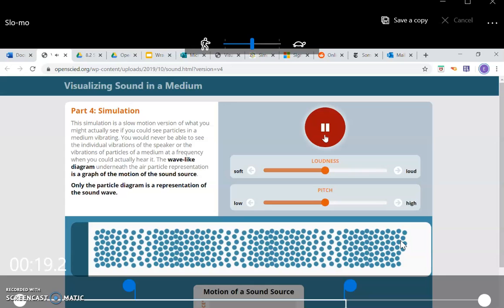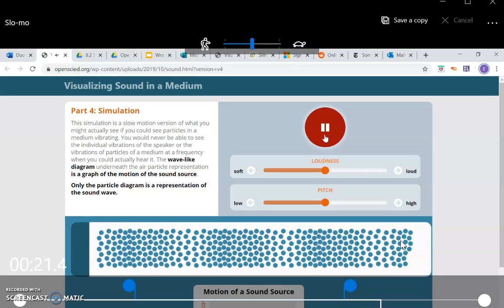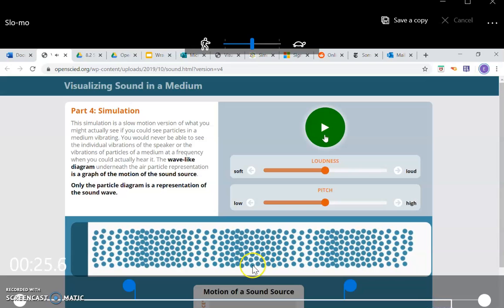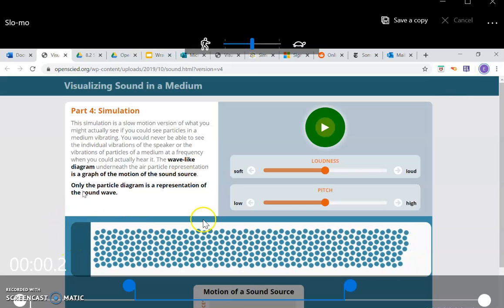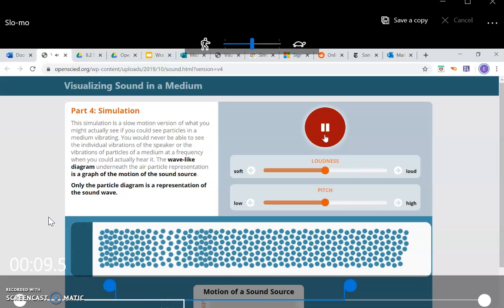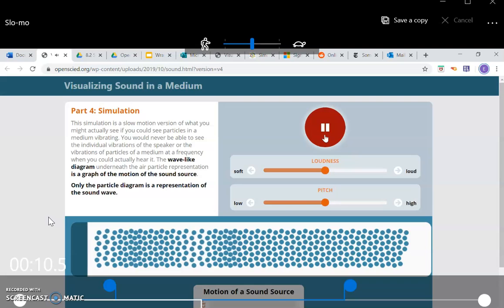Right, if you thought vibrations of the sound source, that's correct. So the energy in the vibrating sound source gets transferred to the particles in a medium, and that energy eventually transfers to a sound receiver, such as your ear.